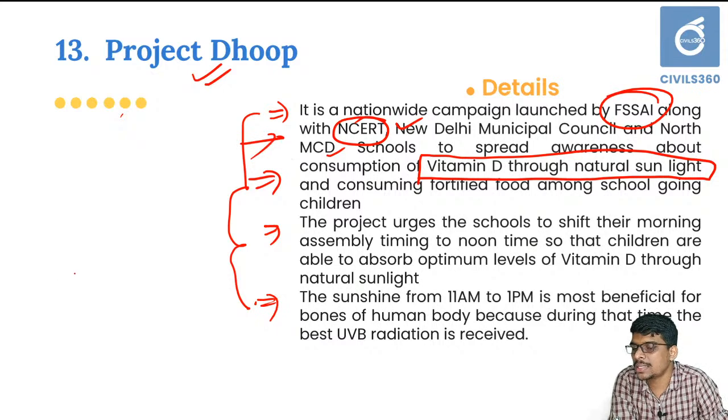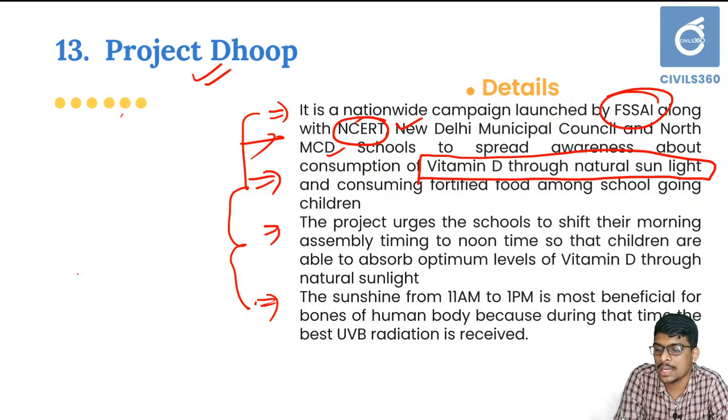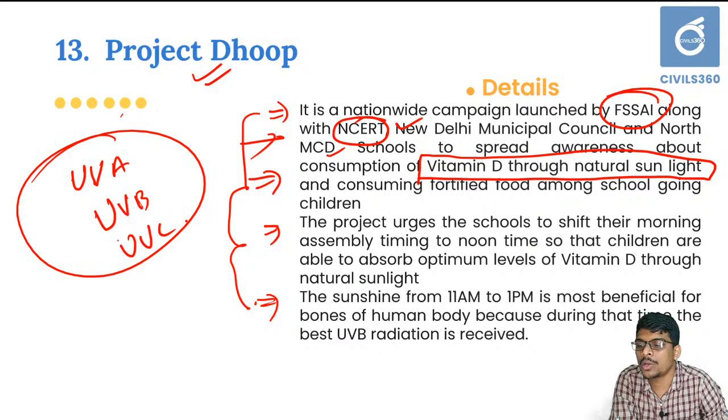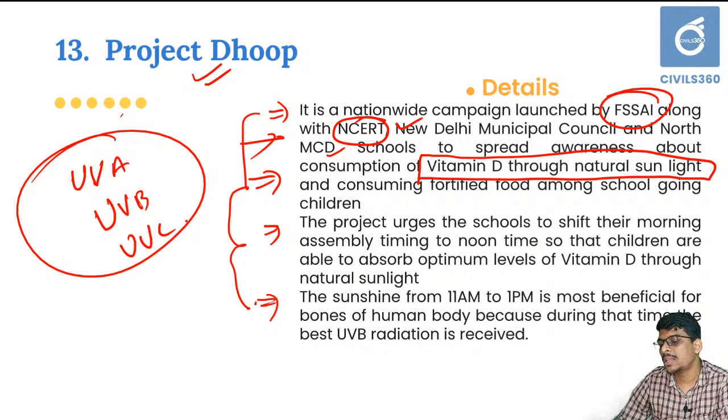That is, it is by FSSAI, NCERT, NDMC, etc., and it aims to spread awareness of vitamin D consumption through natural sunlight and also consuming fortified food. And they suggest that the assembly should be moved towards noon so that there will be better absorption. That is, the optimum level of absorption of vitamin D for bones happens at noon, from 11 a.m. to 1 p.m. Okay, just understand that. That is Project Dhoop. There can be a question on UVA, UVB and UVC. You should also go through UVA, B and C: what is the importance, what is the difference, and how they are harmful for us. Okay, that is Project Dhoop.